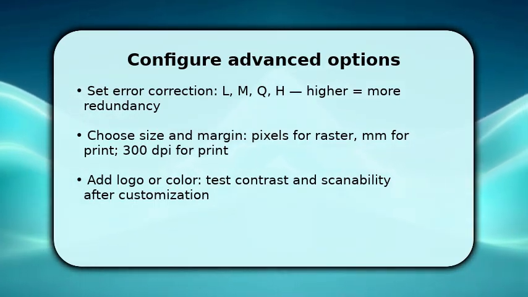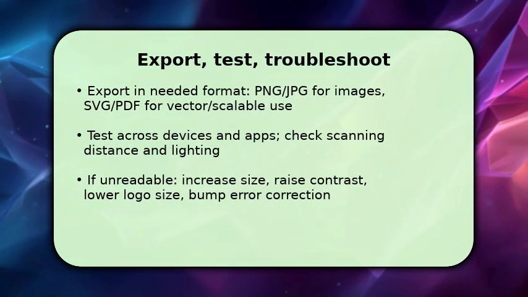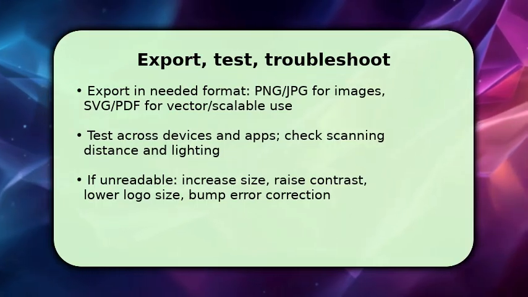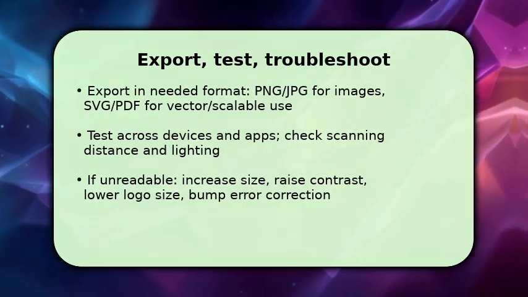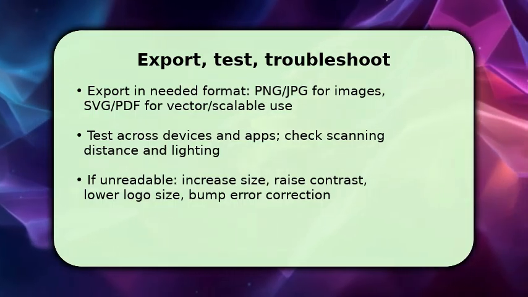Finish by exporting the QR in the format suited to your channel and saving a backup copy. You should test scanning with multiple phones and apps at intended distances and lighting. If a scanner fails, first check contrast and quiet zone.